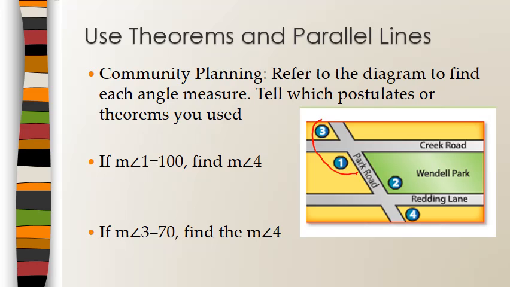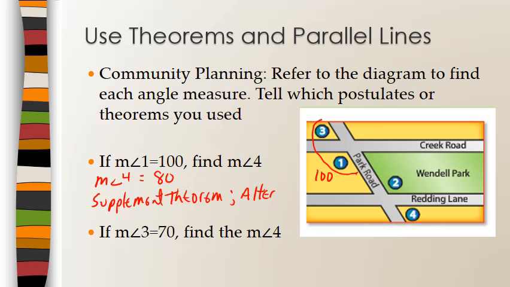So that means that if the measure of angle 1 is 100 in this first example, then the measure of angle 3 must be 80. And since angle 3 and angle 4 are alternate exterior angles, then Shazam, the measure of angle 4 is going to be 80. So the measure of angle 4 equals 80. And how did I come to this conclusion? Well, I used the supplement theorem to find the measure of angle 3. And then once I found the measure of angle 3, I used the alternate exterior angle theorem to find the measure of angle 4. Okay. Well, there we go.